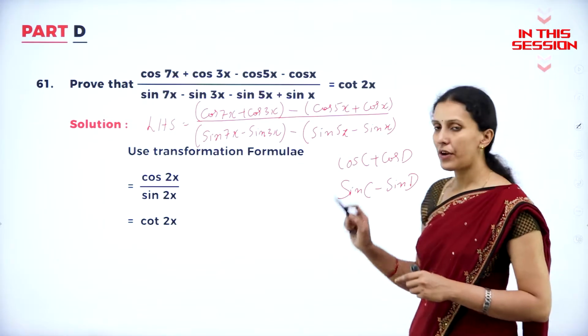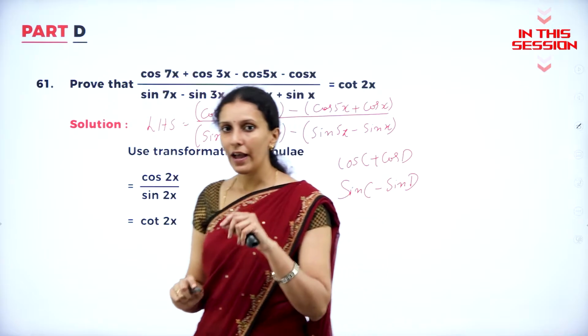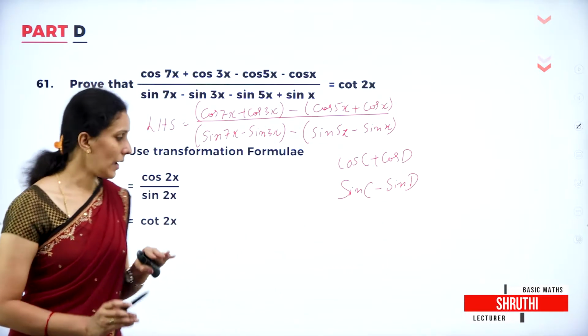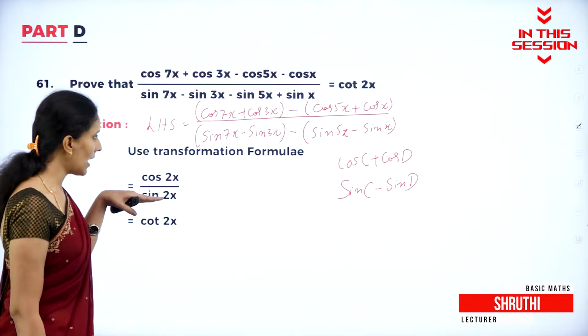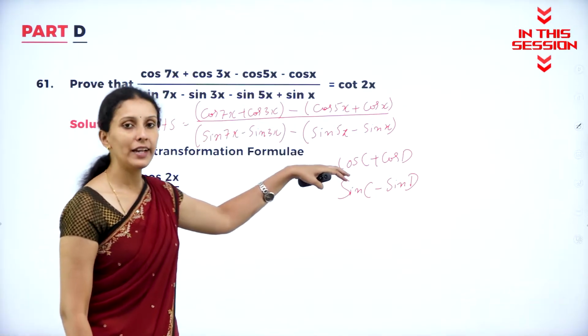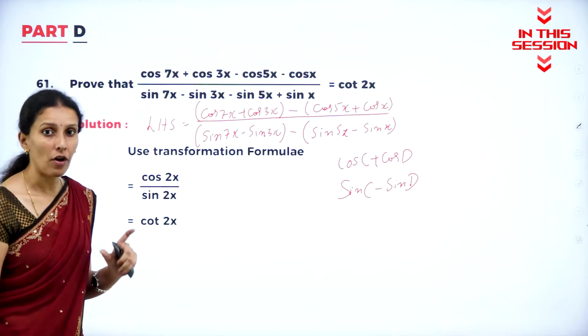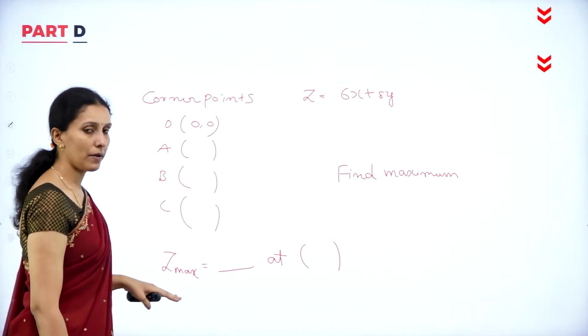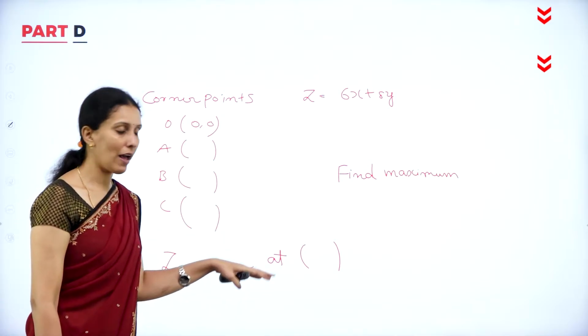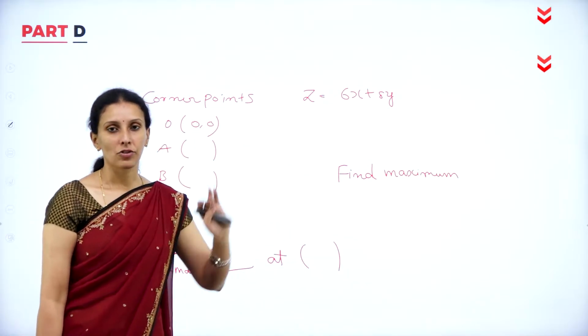So using these transformation formulas and evaluating, you will get the step which is equal to cos 2x divided by sin 2x. So this is the last step after substituting and evaluating with the help of the formula, for which point you will get the maximum value. You should conclude the statement by z max is equal to a particular value at the point x, y.